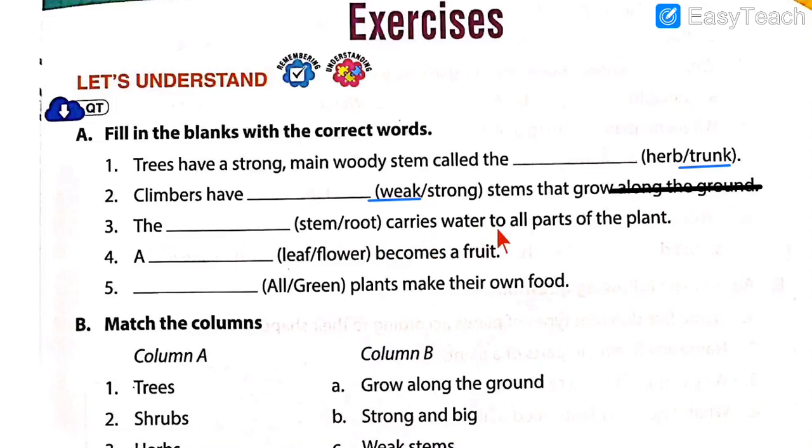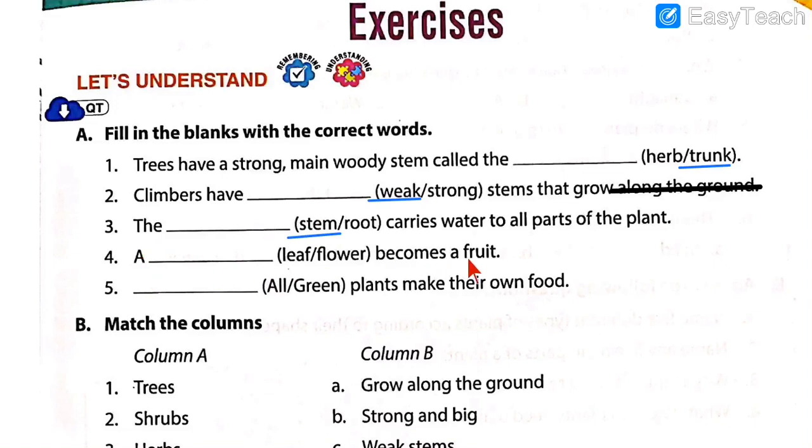The dash carries water to all parts of the plant. So which is the part of the plant that carries water to all other parts? Is it stem or root? So the correct answer is stem, because the stem carries water to all other parts of a plant.